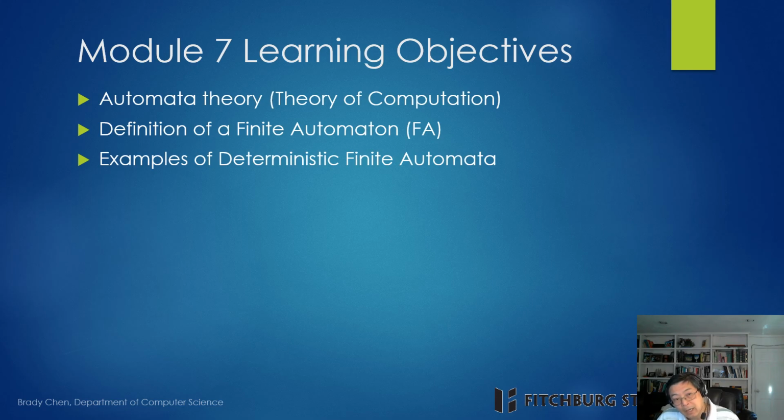Now here are the learning objectives. We'll first talk about the theory of automata, also known as theory of computation. And then we're going to define a finite automaton. Then we're going to talk about some examples of deterministic finite automata.